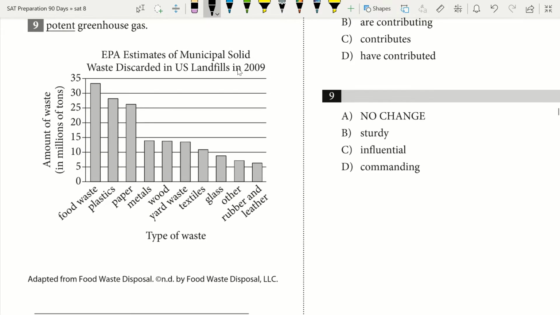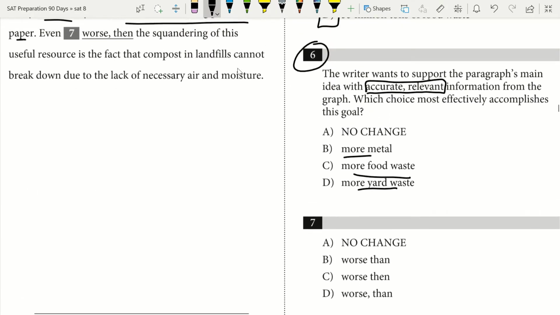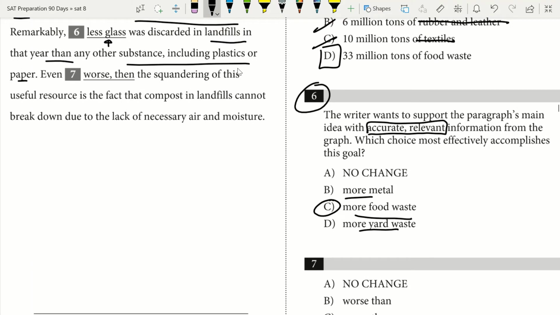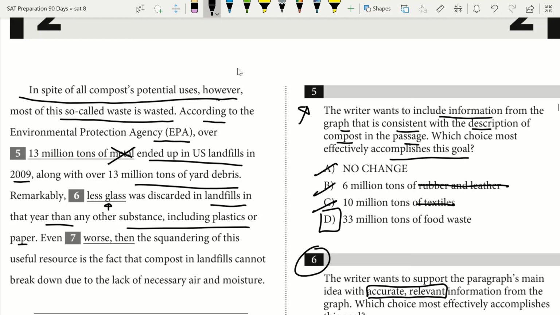And we see that that's going to be food waste, because we have the amount of waste in millions of tons on our y-axis, and our highest bar is food waste. So we're going to want to use food waste right there. That is answer choice C, so our correct answer for number 6 will be C. Obviously that supports our point as well, because it's showing there is a lot of food waste, which supports the first sentence in our intro saying most of this so-called waste is indeed wasted.